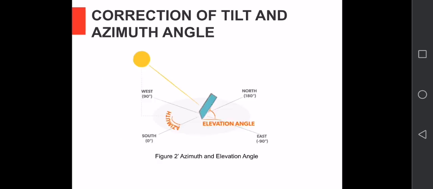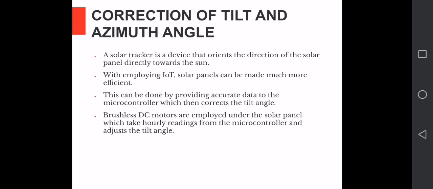As you can see here, the elevation angle should be changed in relation to the azimuth angle. What you can do is place brushless DC motors. These are small motors that are employed under the solar panel, and these provide support to the solar panel. These motors basically have sensors attached to them that take hourly rate readings from the internet. As you may already know, weather forecasts tell hourly readings of what might happen.